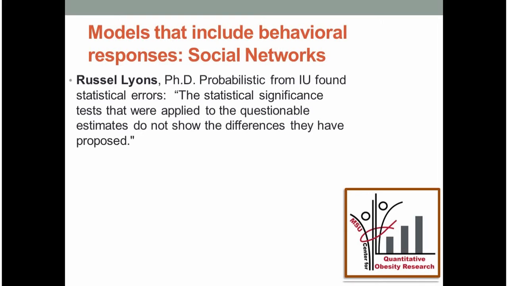But in the statistics class, he requires students to look critically at data or headlines and examine the statistics behind them. The reason this particular critique came up was that Russell was approached by another statistician who showed him the Christakis and Fowler paper and indicated that there was a problem. The problem was that the statistical significance tests applied to the estimates, which were questionable by themselves, do not show the differences that were proposed by the paper.